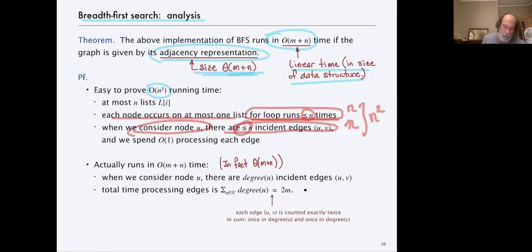The algorithm actually runs in better time than n squared. It runs in big O of n plus m. And in fact, big theta of n plus m, because we have to inspect this data structure that's of size 1 plus n.